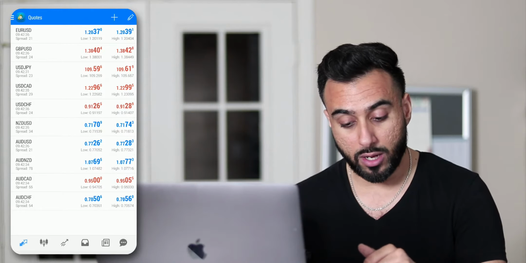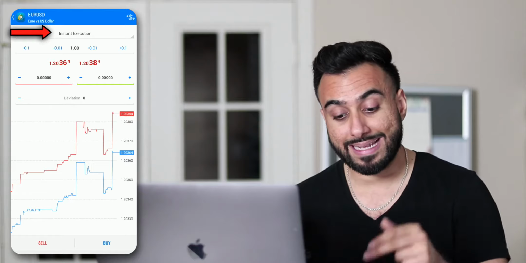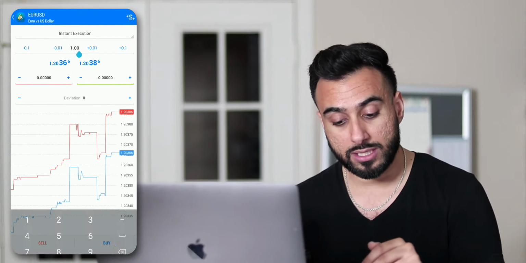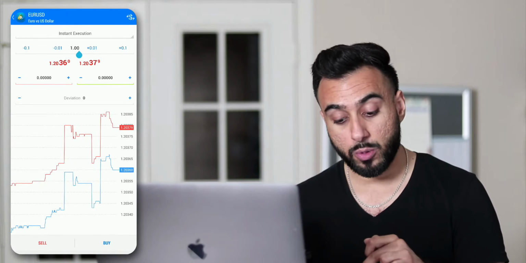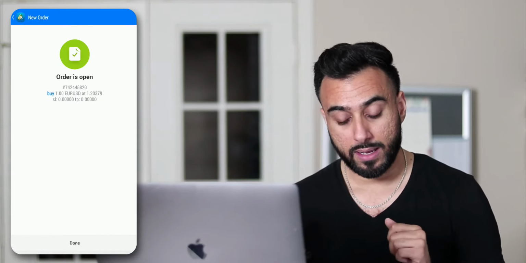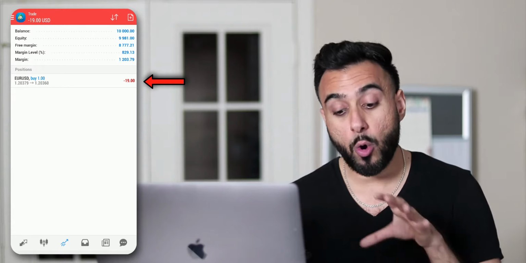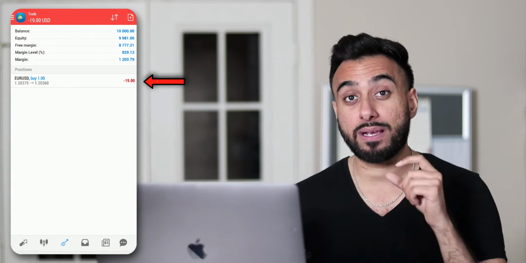So you would just click on your currency pair, hit new order, and you would see at the top it says instant execution, right? So you would click on that one, and then simply enter your lot size. I'll just leave it at 1 lot for now, and then you would just hit buy. And there you go. The trade is now open, and you'll notice that the trade always starts in a loss. The reason for that is the spread.